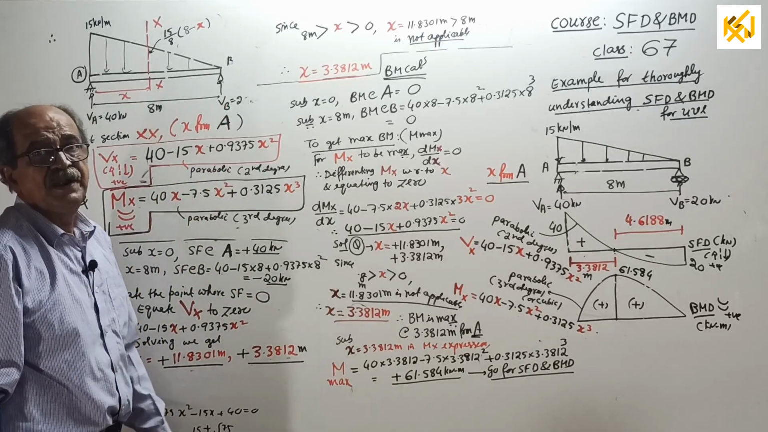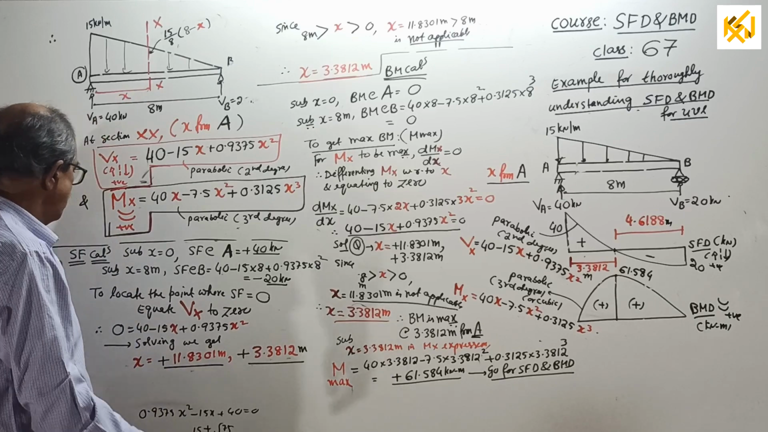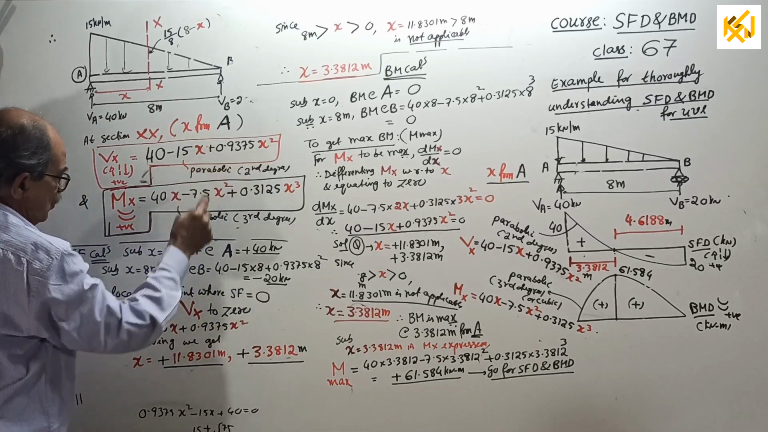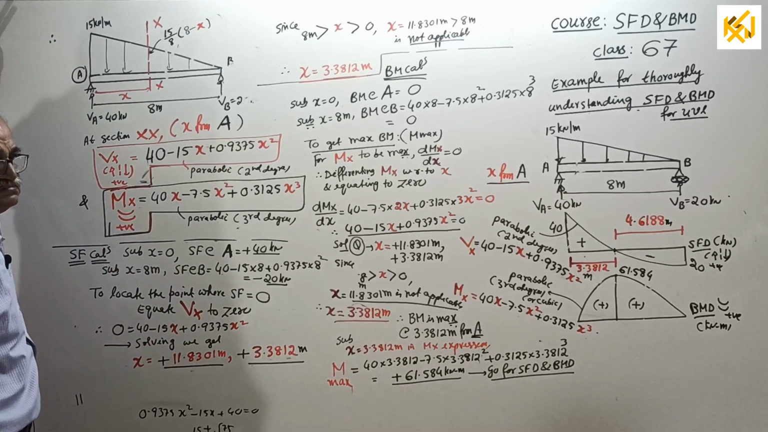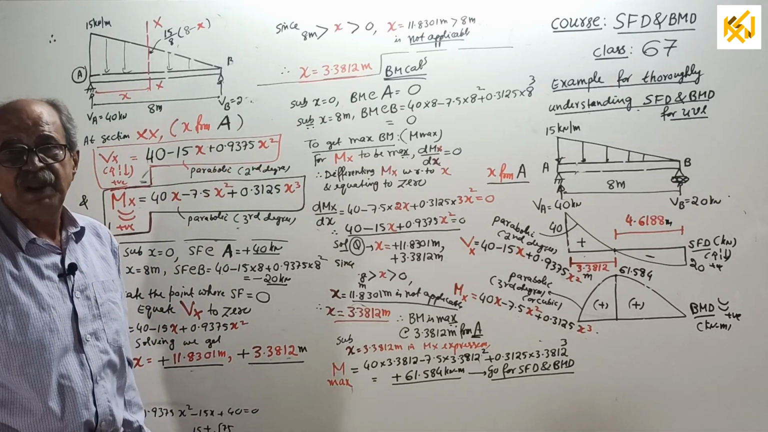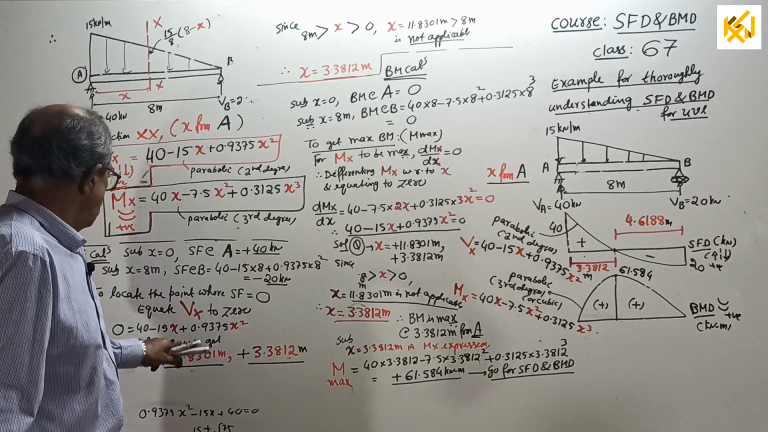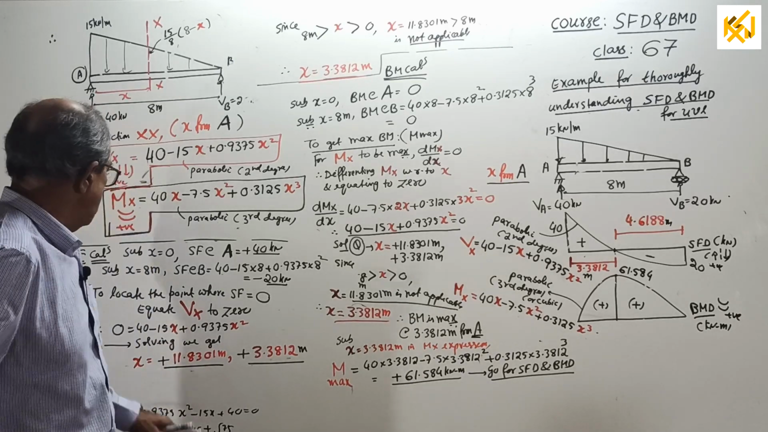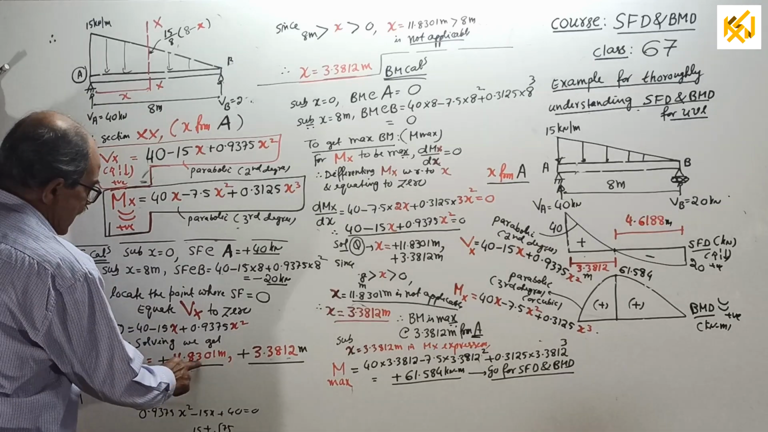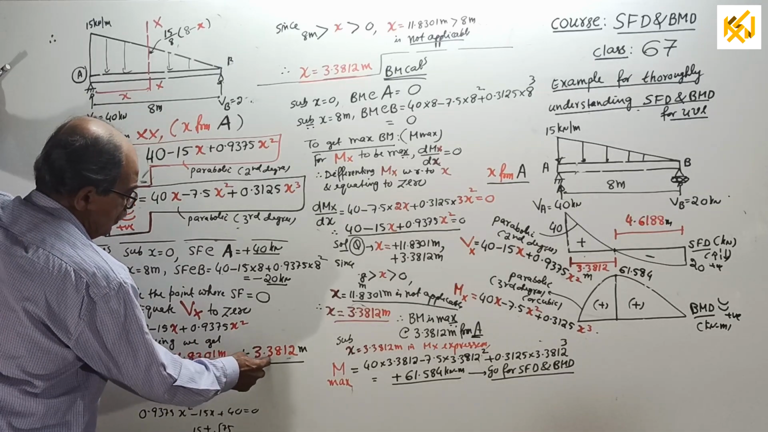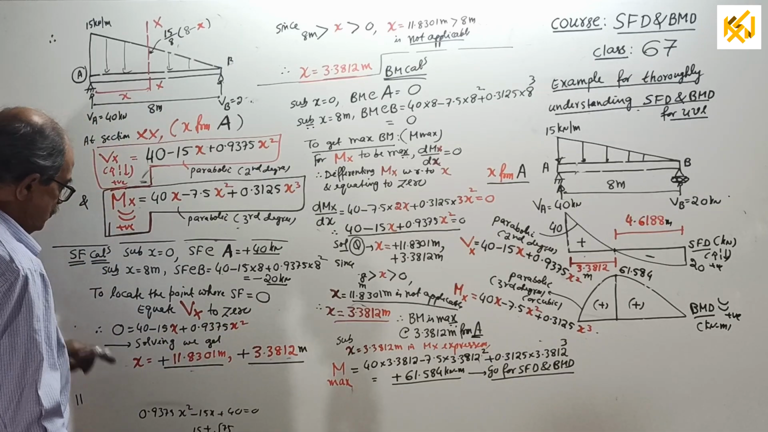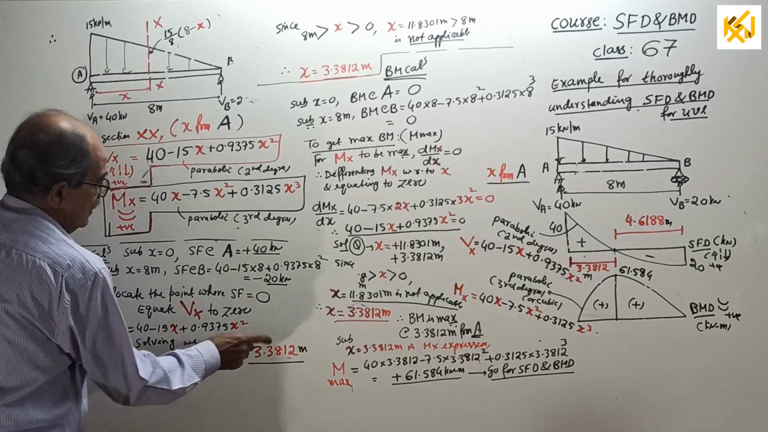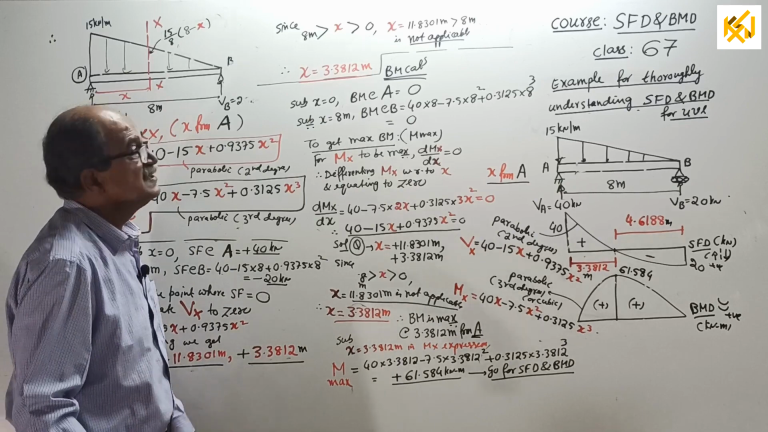Now you have to locate the point where shear force is 0. For that, equate Vx to 0. This equation, when you equate to 0, you get a quadratic equation. Nowadays in primary school it comes. On solving, two positive values will come here. One of them is plus 11.8301, other is plus 3.3812. Now, I have written, rearrange this one, just to avoid mistakes.